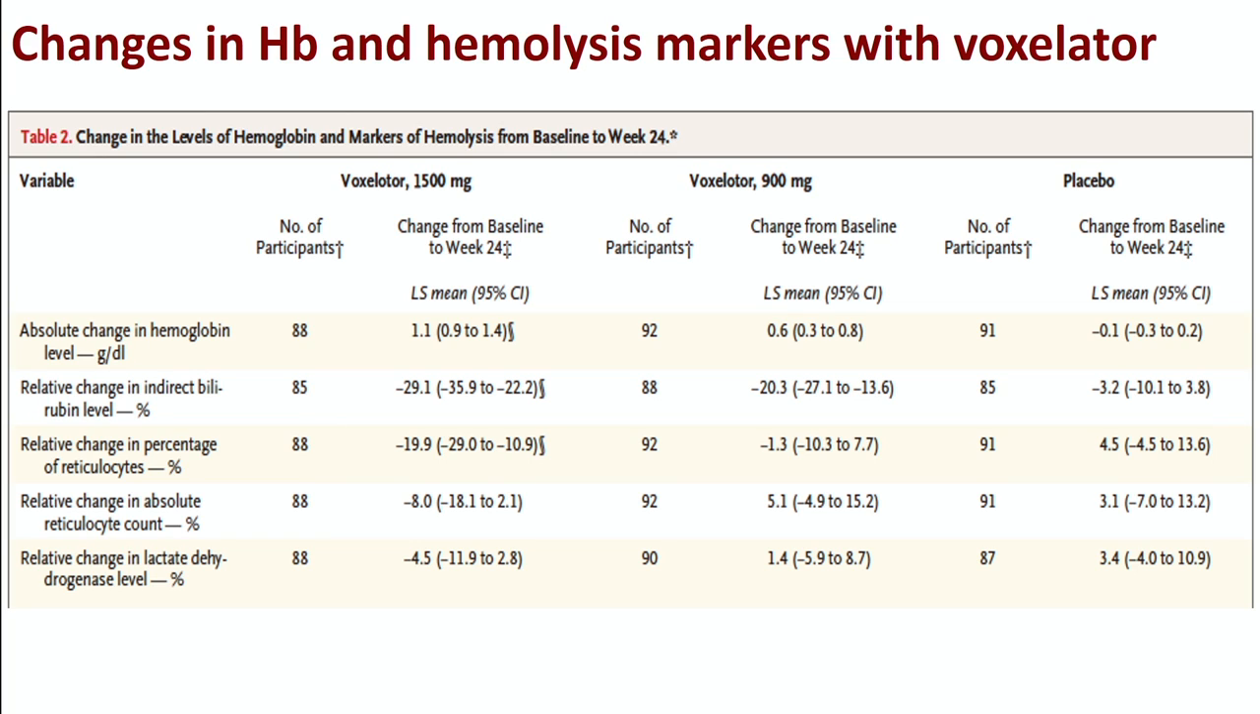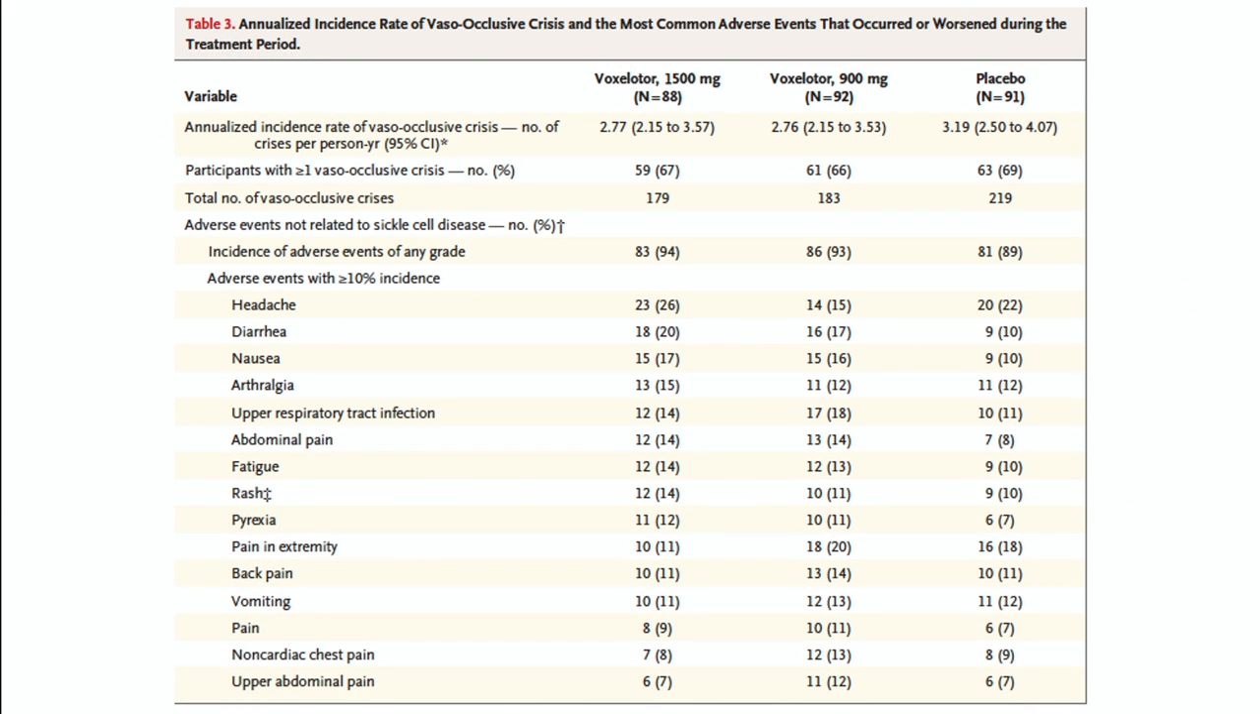Similarly, markers of hemolysis decreased across the board for the most part for people that were on the high dose of voxelotor. So they had less reticulocytes, there was a decrease in their LDH, their absolute reticulocyte count, and their bilirubin compared to people that were on the medium dose versus placebo. The side effect profile was also somewhat similar to crizanlizumab. So headache, diarrhea, nausea, arthralgias were the more common things in people receiving voxelotor, either at the high dose or the medium dose compared to placebo.